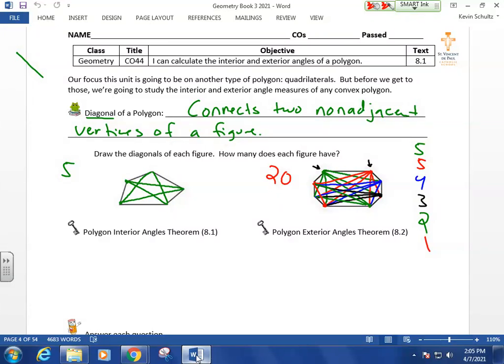So when you see the word diagonal, it's referring to a segment that connects two non-adjacent vertices inside of a polygon. And the reason why we are covering this now is because diagonals actually play a big role in quadrilaterals. And so that's where we're headed, just an introduction to it here. Okay? Questions on this? Because we're going to shift gears a little bit.